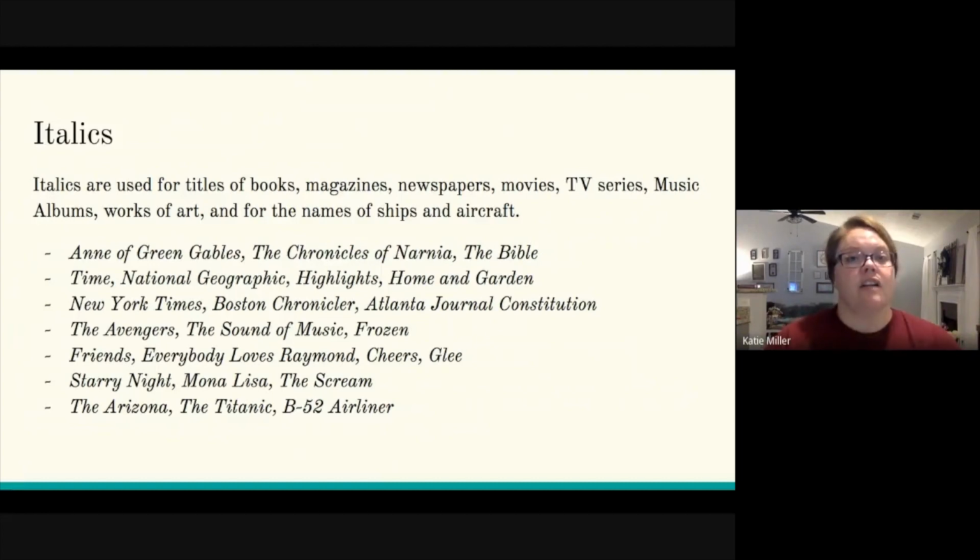Works of art, Starry Night, right? The Mona Lisa, right? The Scream. Those are the names of the whole works of art, so it's in italics. Different names of ships and aircraft. So the Arizona, right? The Titanic, we know about the Titanic. And B-52 airliner, right? Those are specific names of big things. So they're in italics. Let's look at some example sentences of italics.